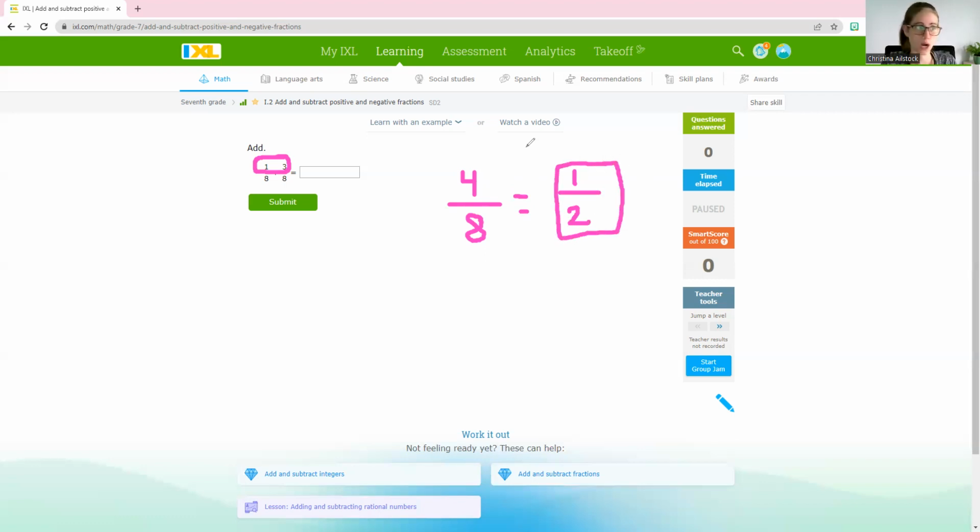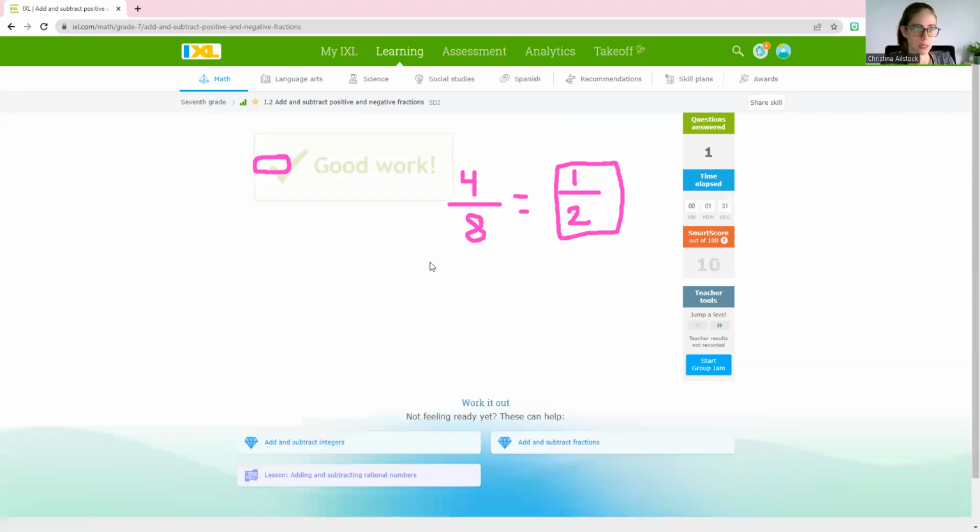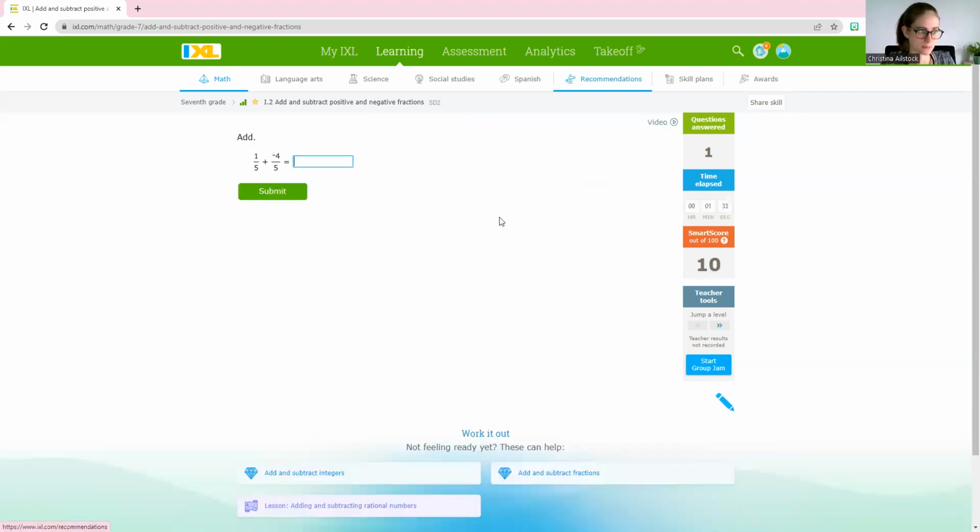simplified answer of 1/2. Then when we come over to IXL, the way that we can enter our fraction is with the backslash. So it is with the question mark button on your keyboard, and we can enter it as 1/2, or I could have put in 4/8. Either one will be marked as correct.